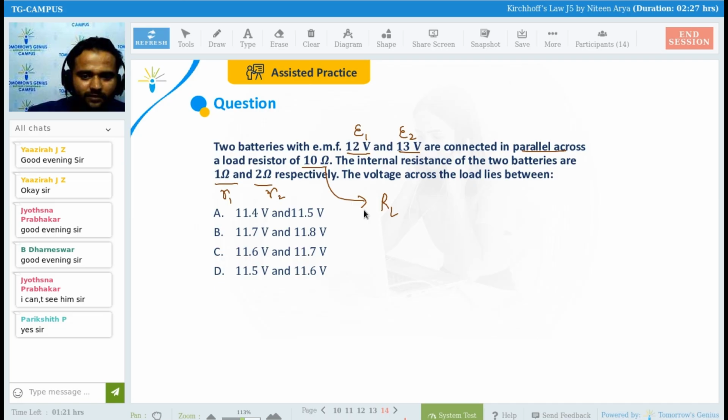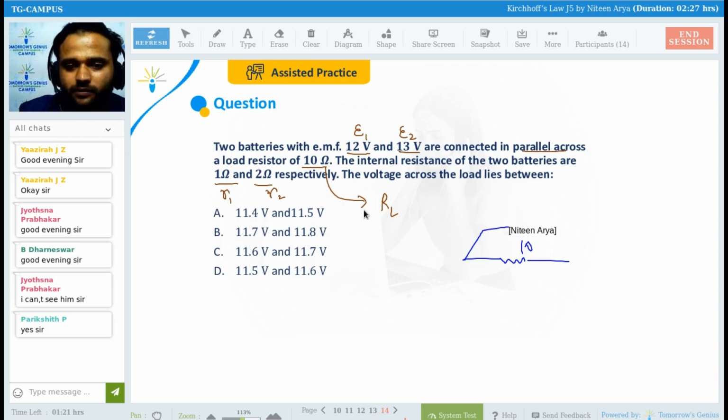Solve this. For one more hint, I don't want to give you any hint, I don't know why, but I need to at the end. This is your RL, which is 10.